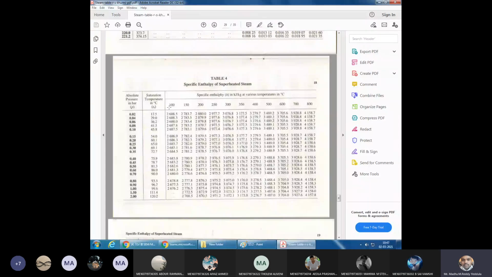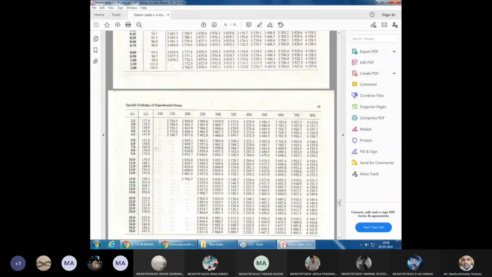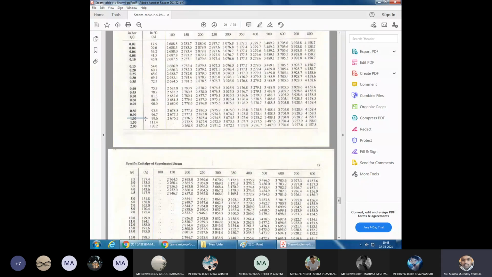Okay. The first column is based on the pressure. Yes or no? If you see the first column, it is absolute pressure in bar, and the second column is saturation temperature in degree centigrade. So here we know the temperature of the steam. Therefore we stick to the temperature. What is the given temperature? Temperature is 150 degrees centigrade. Where is 150? 150 is there, and the pressure is also there, 1 bar. At 1 bar and at 2 different temperatures.